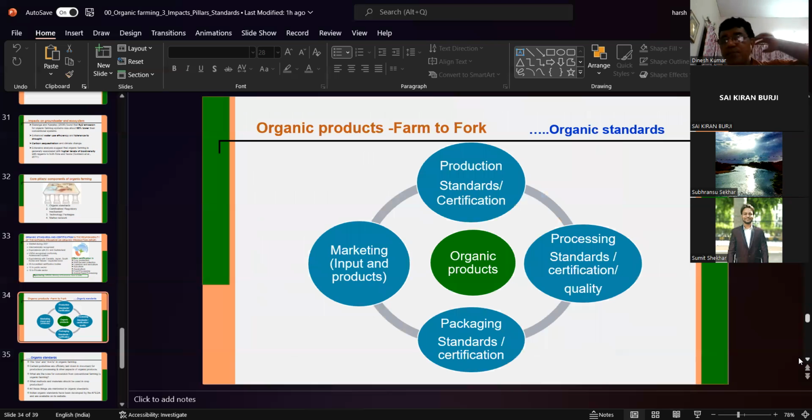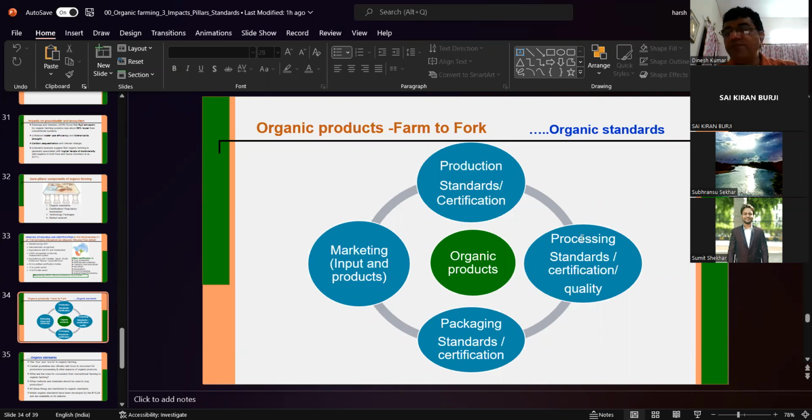Now you see that for organic products, you can have production of any kind: fish production, animal production, plant production, fruit production. So at the production level, you have certain standards. For example, you need to adopt crop diversification. You need to apply so and so nutrients through these sources. You can control weeds by these methods. So these are guiding principles for production. And then somebody needs to certify that the farmer has followed the organic standard. So at the production level, you need to have standards as well as certification.